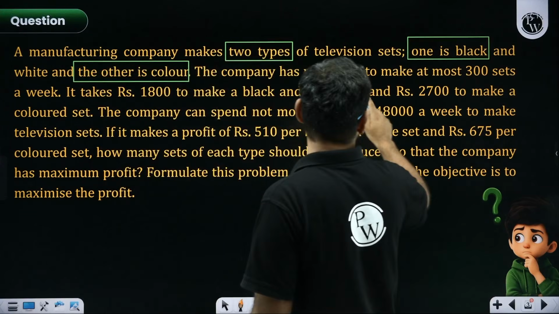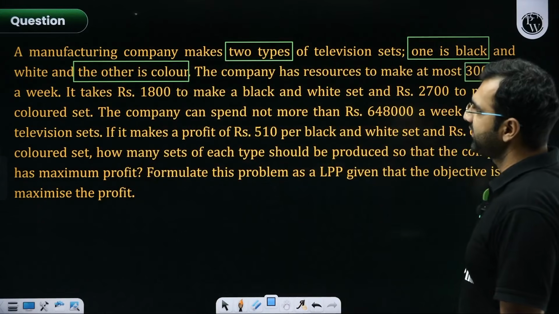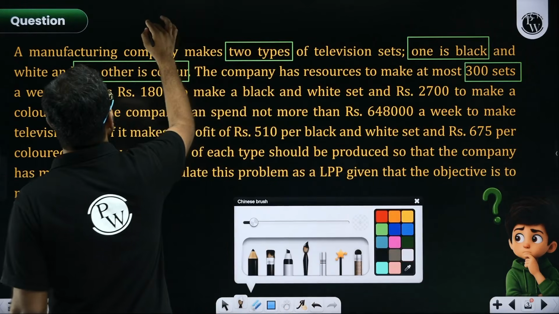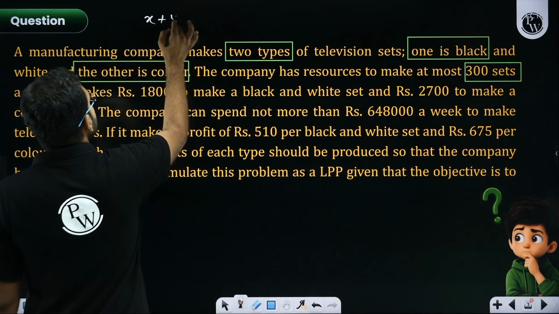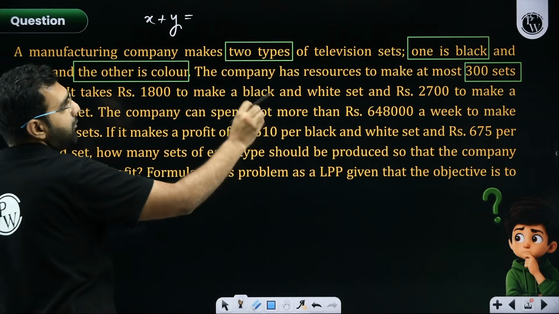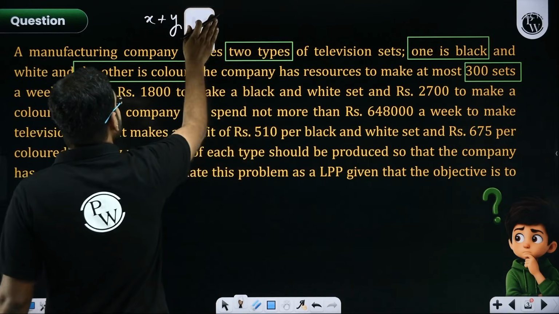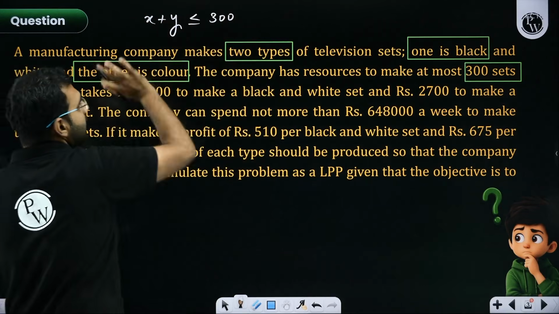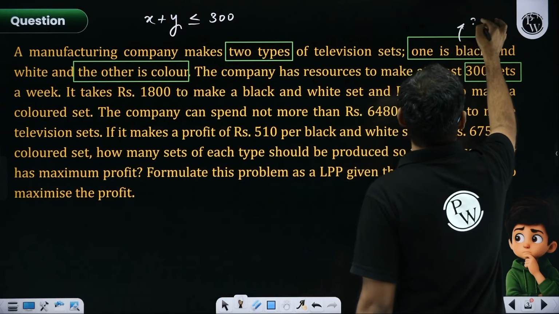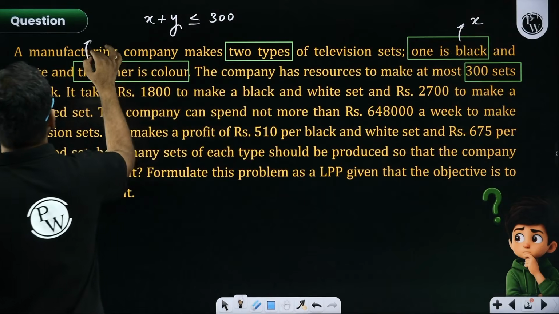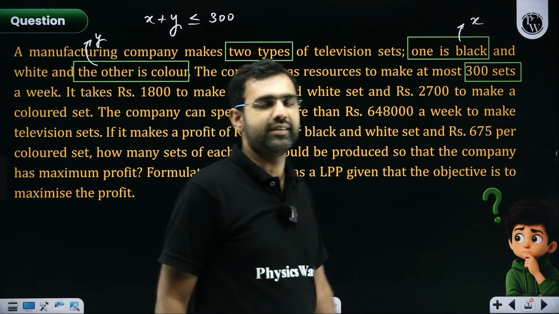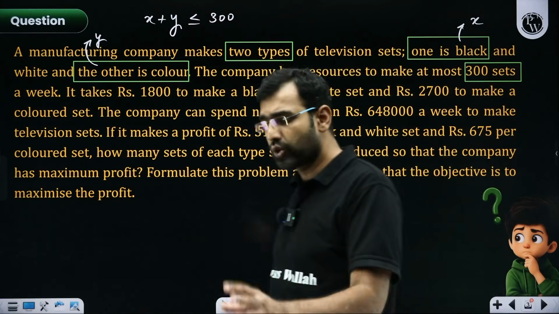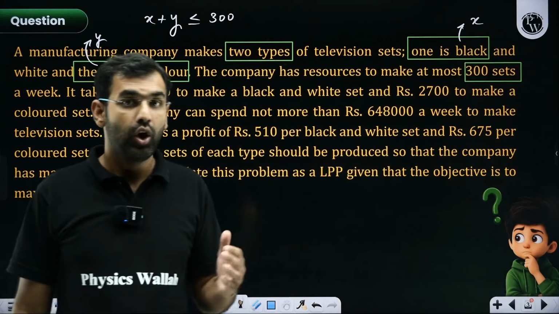The company has resources to make at most 300 sets a week. So let's say the number of black and white televisions is X, and the number of colored televisions is Y. So in a week, I can make a maximum of 300. So the maximum number of TV sets our company can make in a week will be X plus Y, which is less than or equal to 300. I hope that equation makes complete sense. Okay, sir, we got it.